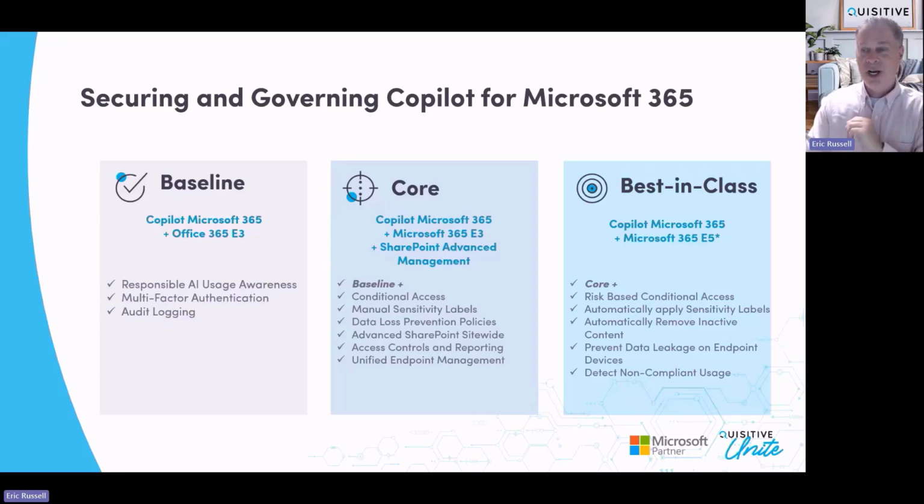So yes, you may have to do manual sensitivity labels. If you have an E5 license, you may be able to use Purview in order to automatically discover this content. But the point of this slide is just to communicate that you can secure and govern your content in M365, right? Some of the licensing makes it easier to do that.